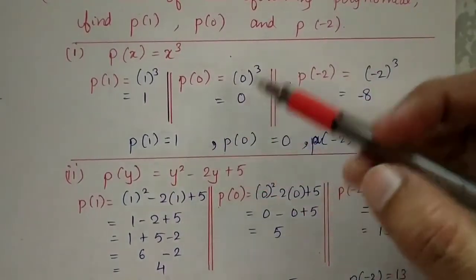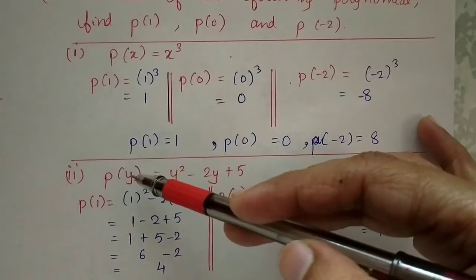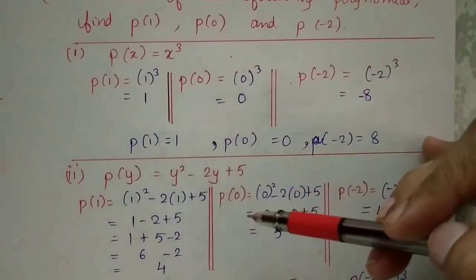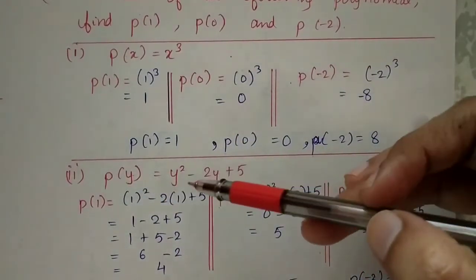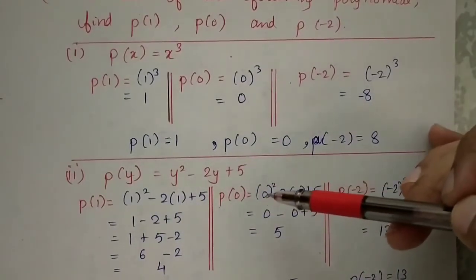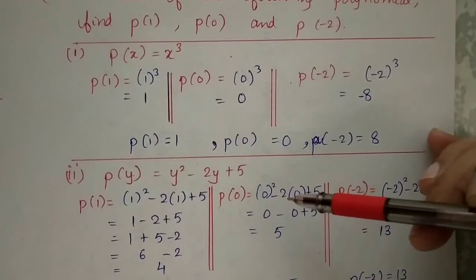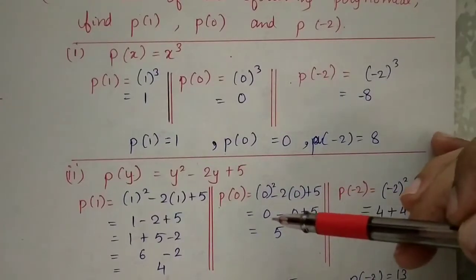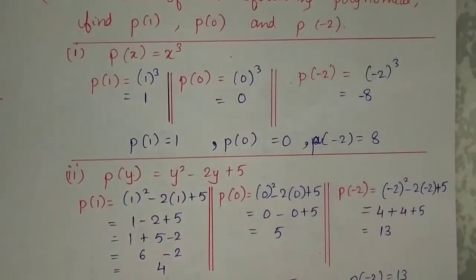Now next we have to find p of 0. So here I will put 0, here we will put 0 and here we will put 0. That's how I substitute. Y square means 0 square, 2y means 2 into 0, plus 5. 0 square is 0, minus 2 zeros is 0, plus 5. So when you solve this, you get the answer as 5.